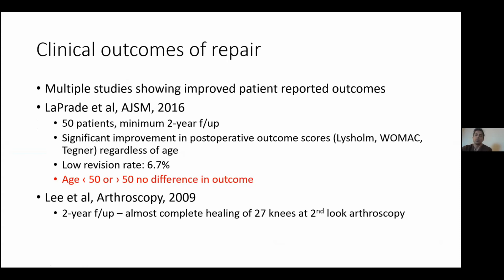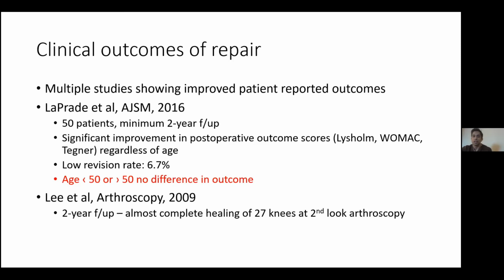So what are the clinical outcomes? We know the biomechanical outcomes are good. What about the clinical outcomes? There are multiple studies showing improved patient-reported outcomes. One such study from the US by LaPrade, 50 patients with 2-year follow-up, found a significant improvement in outcome scores, regardless of age, and a very low revision rate. Importantly, they found that whether they operated on a patient less than 50 or more than 50, there is no real difference in the outcome.